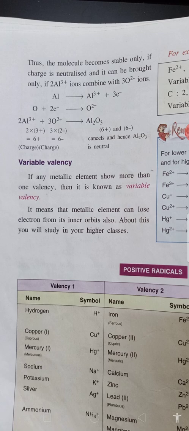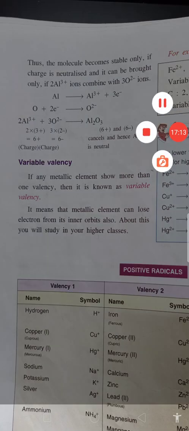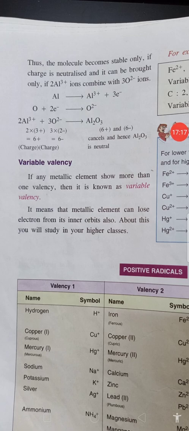Now children, we come to another topic, that is variable valency. If any metallic element shows more than one valency, then it is known as variable valency. It means that the metallic element can lose electrons from its inner orbits also. So it loses electrons from the outer orbit as well as from the second last orbit. About this you will study in higher classes.